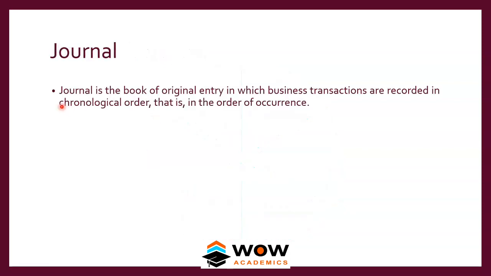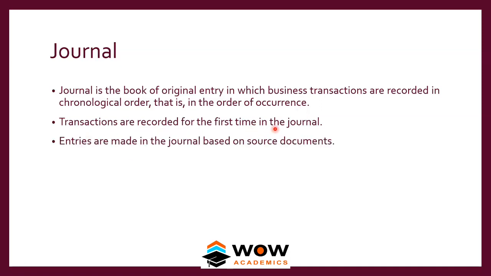So we'll start from what is a journal. Journal is the book of original entry in which business transactions are recorded in chronological order, that is date wise, in the order of occurrence. As and when evidence is created for a transaction, it is recorded in the journal. Transactions are recorded for the first time in the journal.